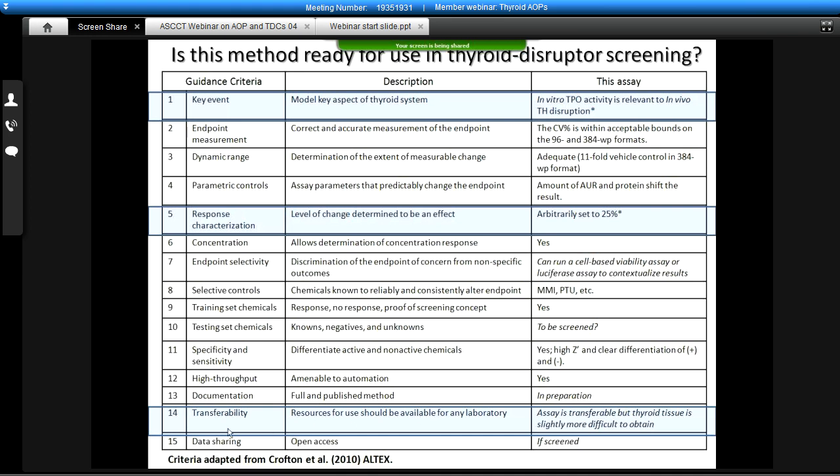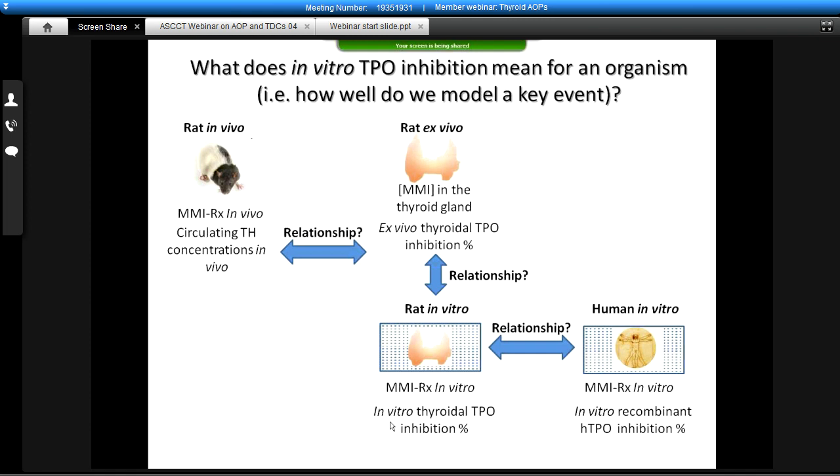that. And finally, transferability. So we'd really like a high-throughput screening assay to be openly available for any laboratory to run. This assay is transferable, and Amplex UltraRed is commercially available, but thyroid tissue is slightly difficult to obtain if you're not used to performing that kind of necropsy, and it requires specialized expertise. And so I've been working on a way to replace rat thyroid tissue use in this assay.